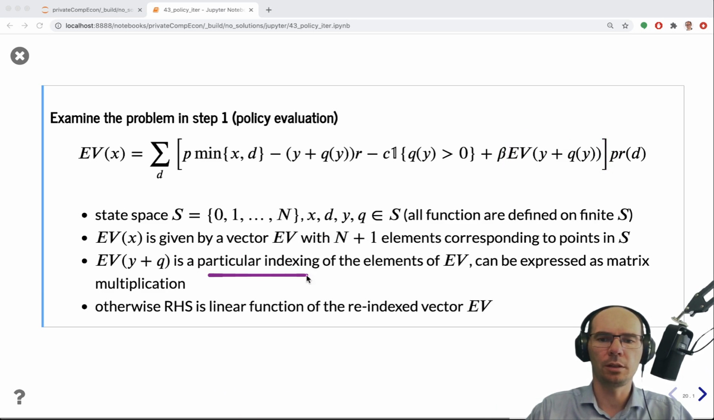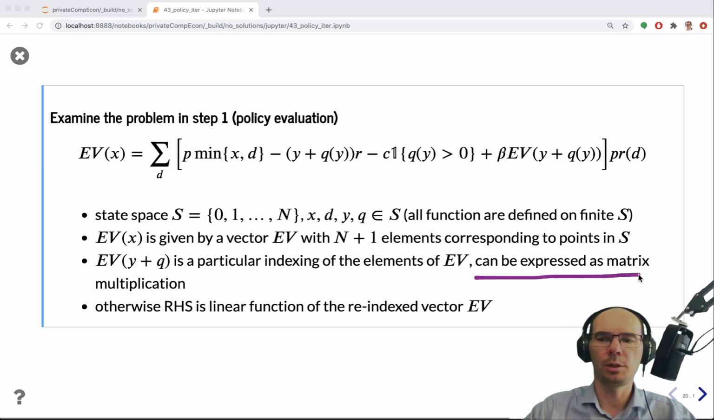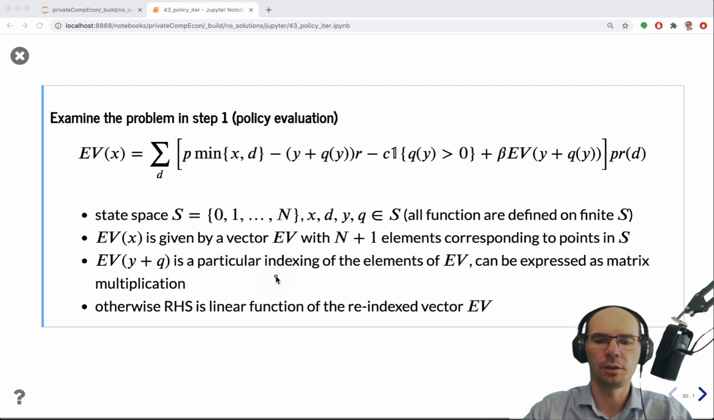Well, it's like a particular indexing of the elements of the vector EV, because y plus q of y is going to be some quantity of stock, right? So it's an integer between 0 and n, assuming that the upper bound is imposed. So these are some elements of vector EV that we take in a particular order. Now, this can be expressed as a matrix multiplication. We'll look at it in a second, but this is like permuting the elements of the vector, where the permutation matrix would allow you to do that.